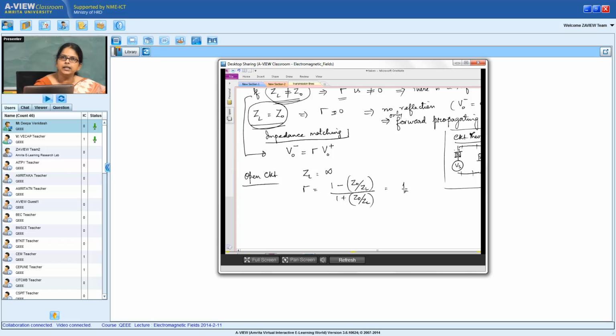What does it mean physically? This means that I have a transmission line which is open circuited. I excite it with a voltage. I have a forward propagating voltage in the steady state. The entire voltage is getting reflected back in the system. Which means that high frequency circuits should never be left open. Always turn on the high frequency circuit with some load, or ideally a matched load.